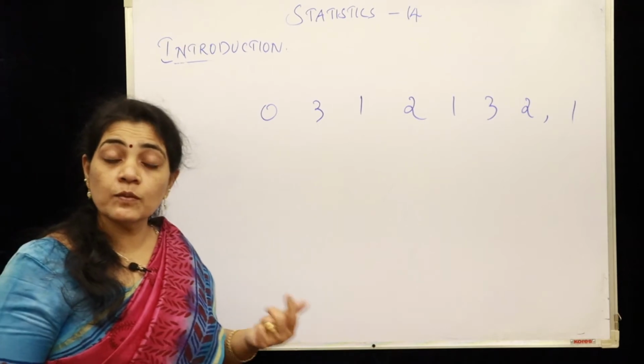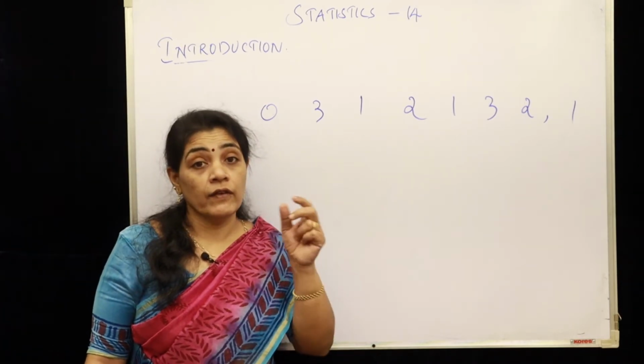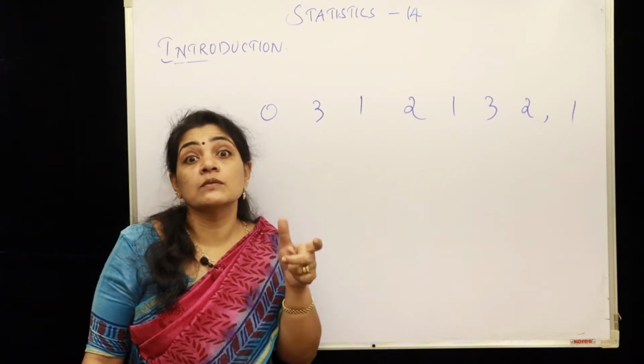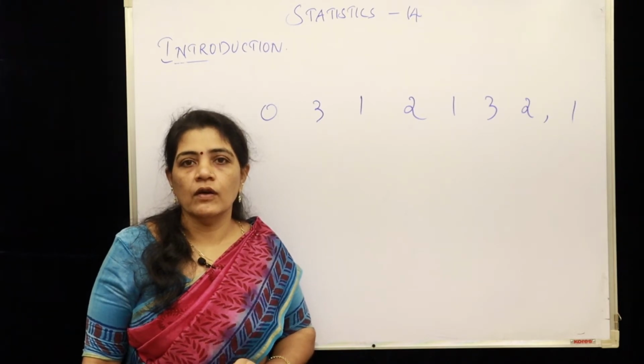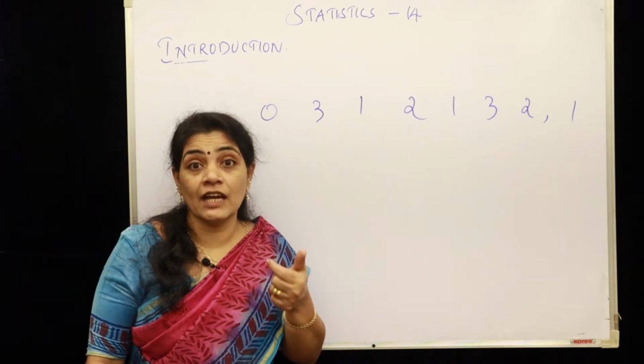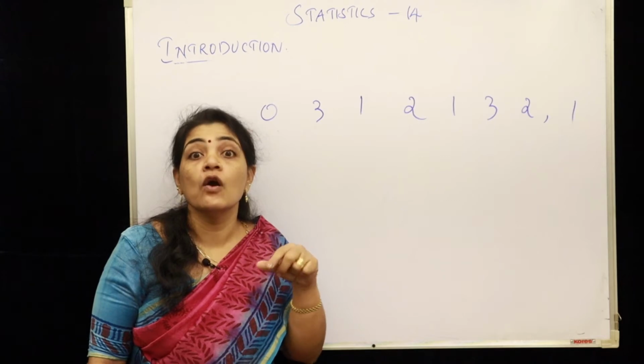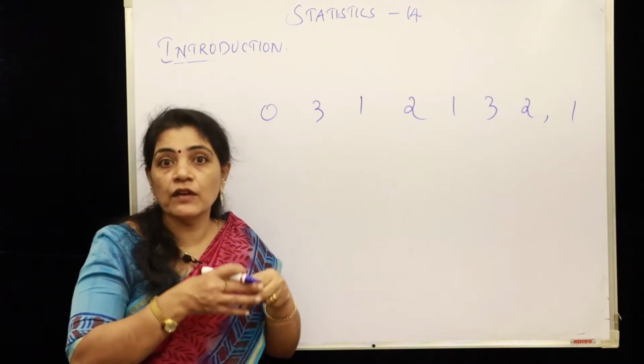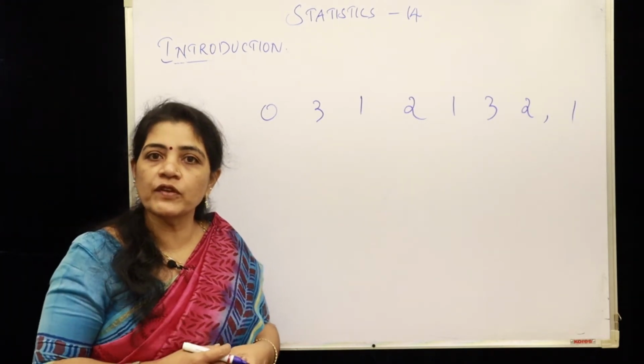Okay, so what is mode, children? Mode is the observation which occurs most often. That means we have to find the number of times that a particular observation occurs, that is, its frequency. Number of times means frequency.